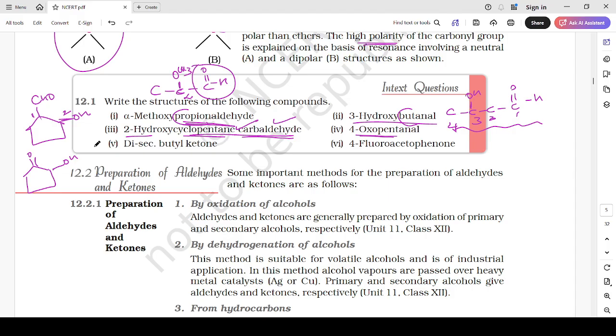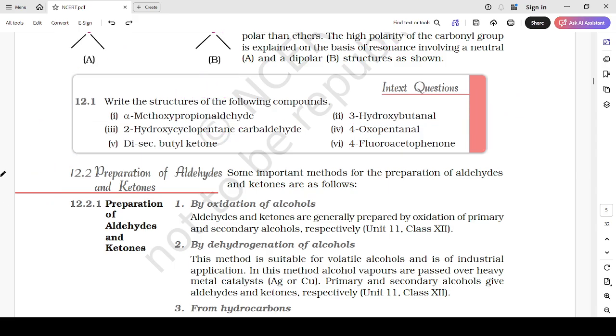Okay, pentanone. You can see two R groups are there, so it's a ketone. So we can't make an aldehyde like this. No, you can't make it. Always an aldehyde is at the terminal sites. A ketone is always internal.